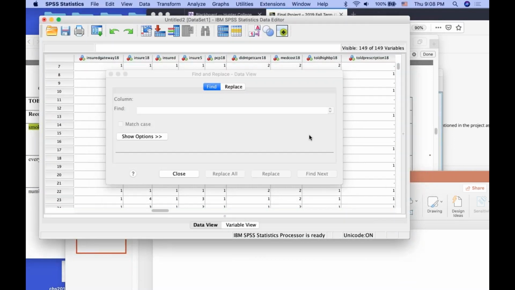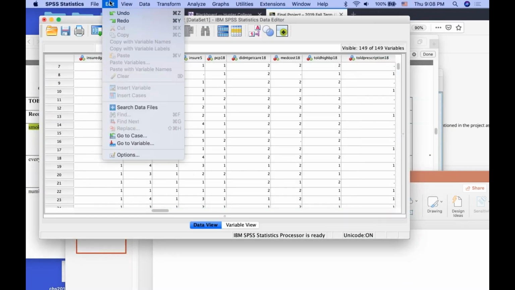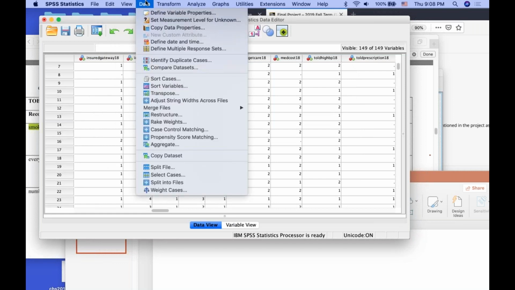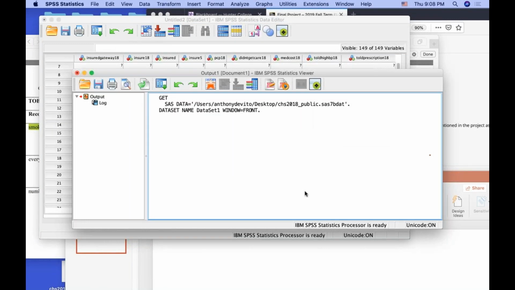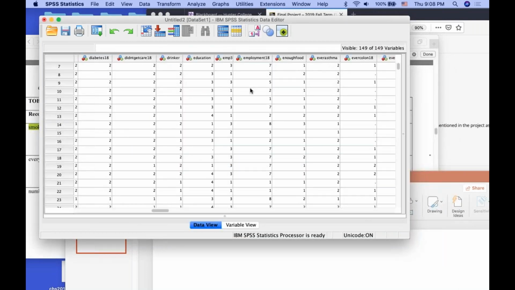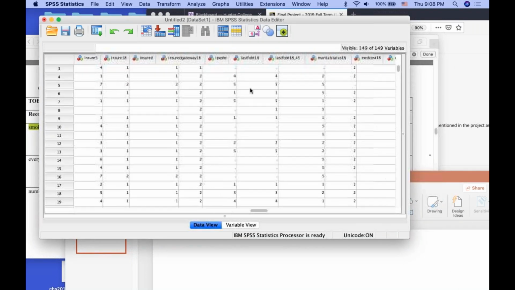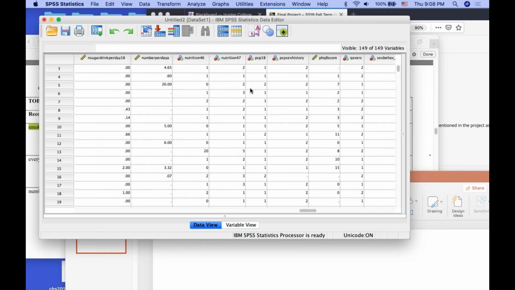Yeah, I could also do this. I don't want to do that. I want to find data. Okay, sort variables by name. Okay, so now they're alphabetical. I sorted the variables by name, so now they're alphabetical. So I should go over to the S's.